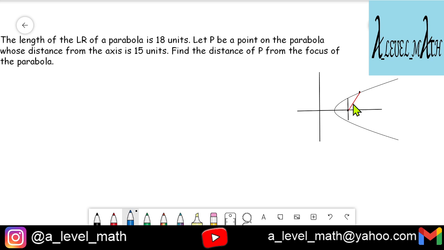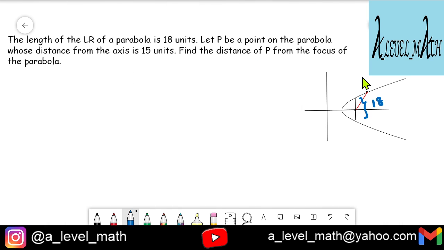So if I have my parabola over here, then the length of the latus rectum is 18 units. Perfect, no problem. Let P be a point on the parabola whose distance from the axis is 15 units. So let's assume that this is my point P, and they have given that the distance of this point from the axis, so that means this distance, is given to be 15 units. We have to find out the distance of P from the focus of the parabola. So if we assume that here is my focus, then we have to find out this red line distance.